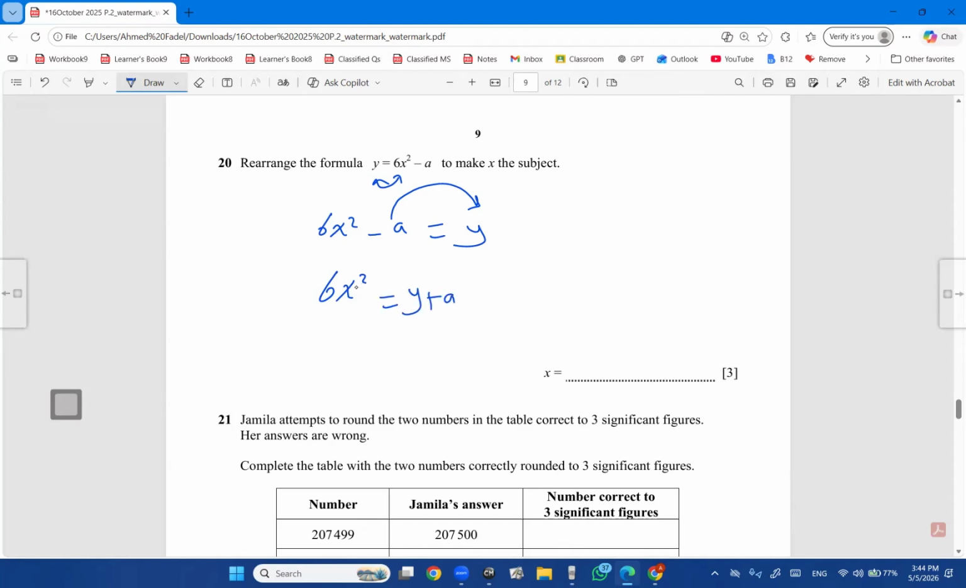Now the x got squared, then multiplied by 6. So the last thing that happened is multiply by 6, send it to the other side, divide by 6. The last thing right now that we have is the square. I'm going to send it to the other side, square root. But unfortunately many of you made a mistake in this one by writing y plus a over 6, with the square root only at the top. This is wrong, because you need to square root everything over there. So it's square root of everything.